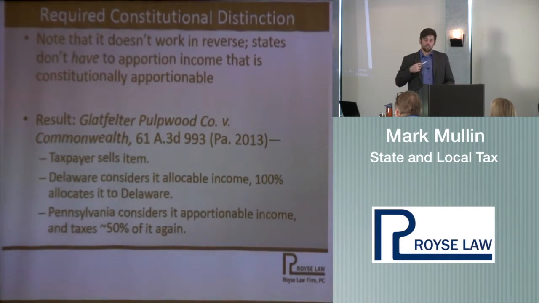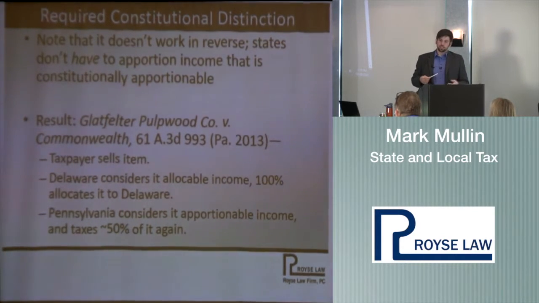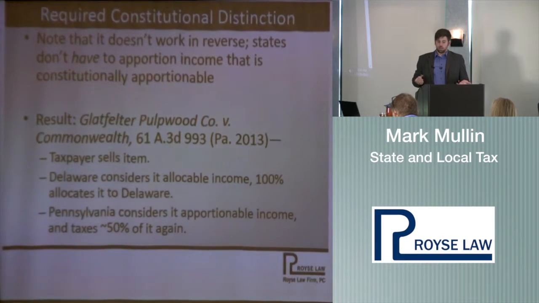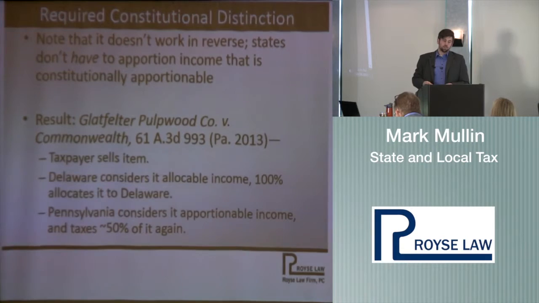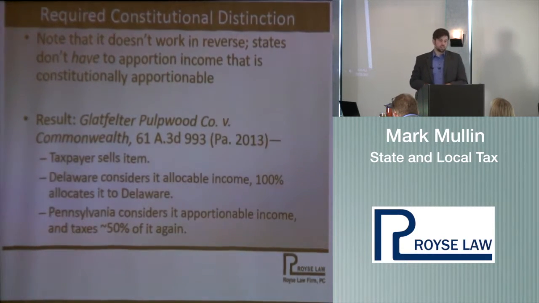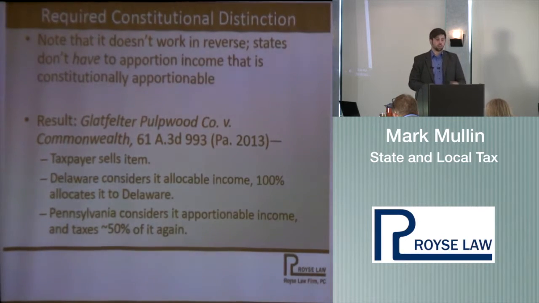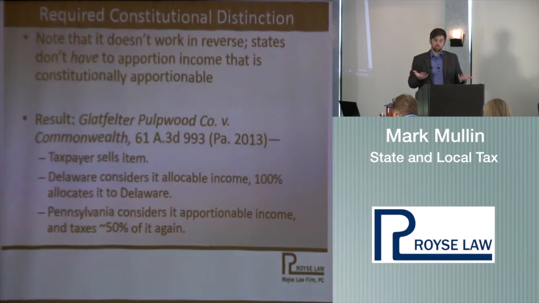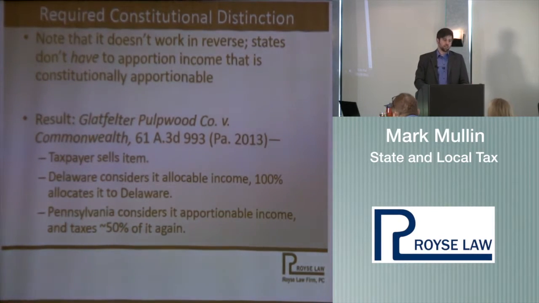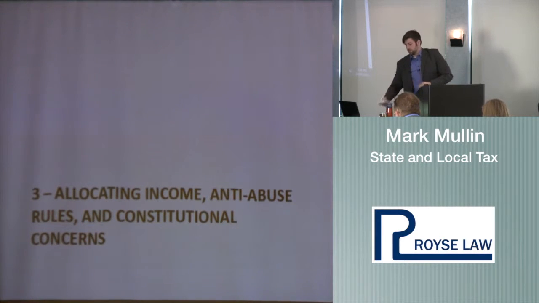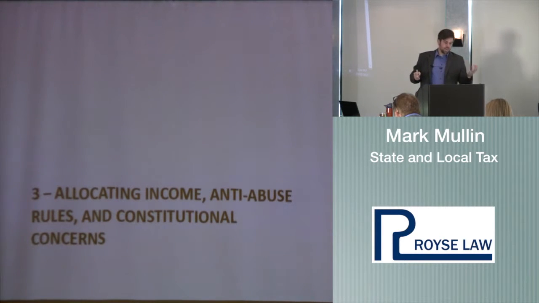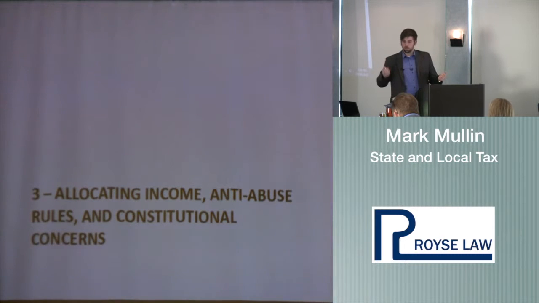Delaware taxes that fully. Now, Pennsylvania considers it apportionable income and taxes 50% of it again. So the taxpayer lost trying to fight that. And this is just something that states will do. If they have a lot of natural resources, they will tend to allocate it to themselves. Because at the end of the day, you're going to come and you're going to pay the taxes, and they know it. So those are the basic ideas of dividing income into the allocable portion and the apportionable portion.